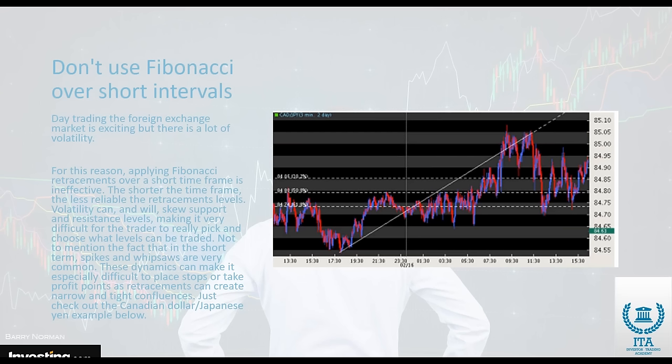Not to mention the fact that in the short term, spikes and whipsaws are very common. These dynamics can make it especially difficult to place stops and take profit points, as retracements can create narrow and tight confluences. Just check out the Canadian dollar Japanese yen example here on the right. So what you want to do is use, like I said, 30 minute, 1 hour, and then bring them forward to help you see in shorter term. But building a Fibonacci retracement level on a 15 minute chart or a 10 minute chart is going to be very inaccurate.